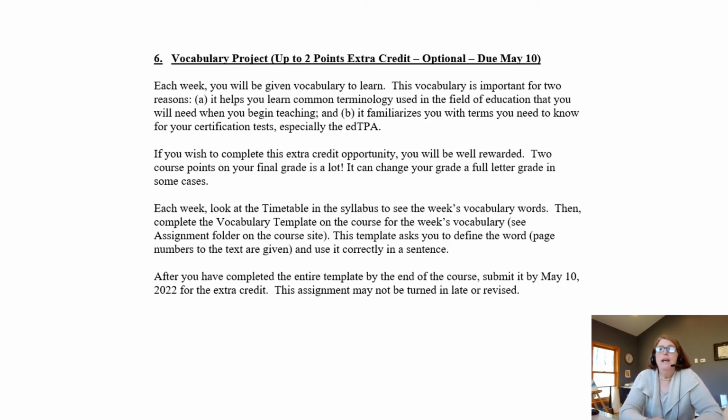The 2-point extra credit vocabulary project. This is a pretty simple project. Each week in the syllabus, and in the README file, you'll be given vocabulary, and there's a template in the assignments folder. Go find it, download it, and each week define the vocabulary word and use it in a meaningful sentence. Submit it May 10th. Don't submit it until the end of the course, and you could get up to 2 points extra credit on your overall grade point average.